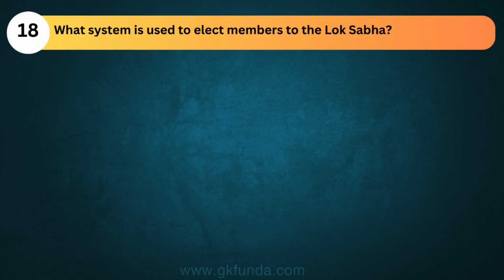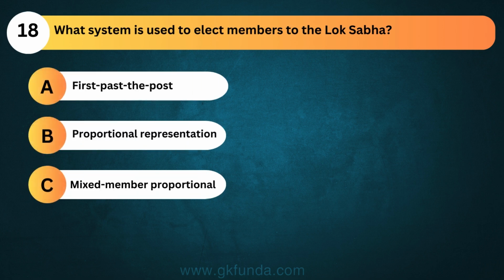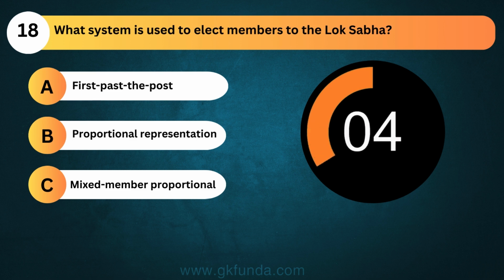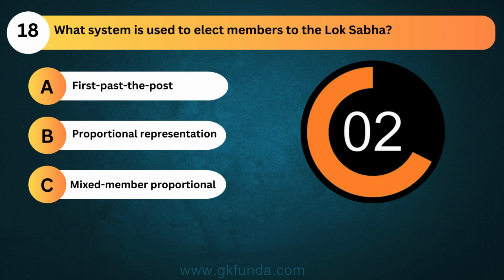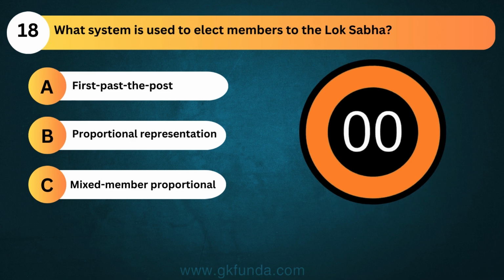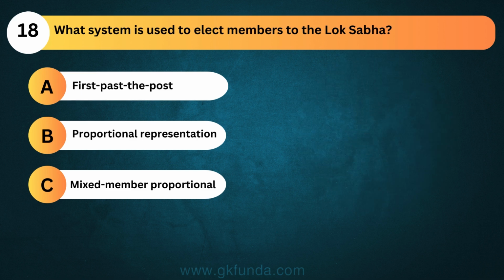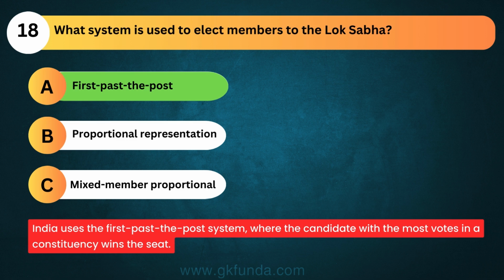What system is used to elect members to the Lok Sabha? The answer is option A, first past the post. India uses the first past the post system where the candidate with the most votes in a constituency wins the seat.